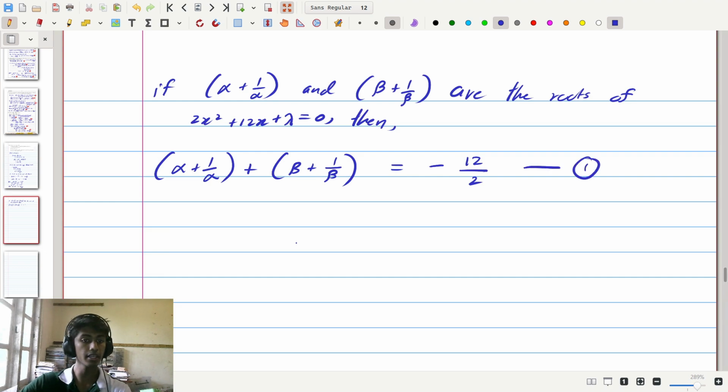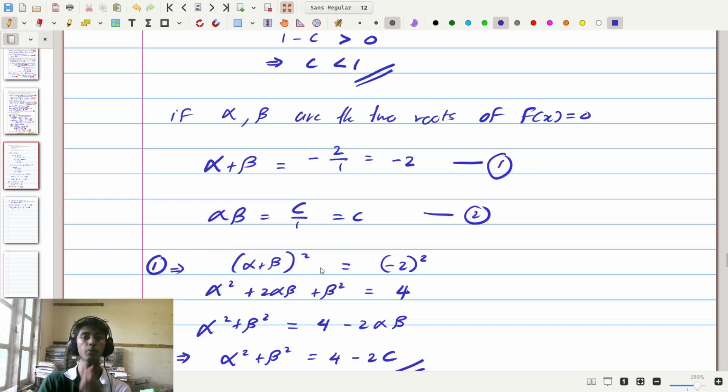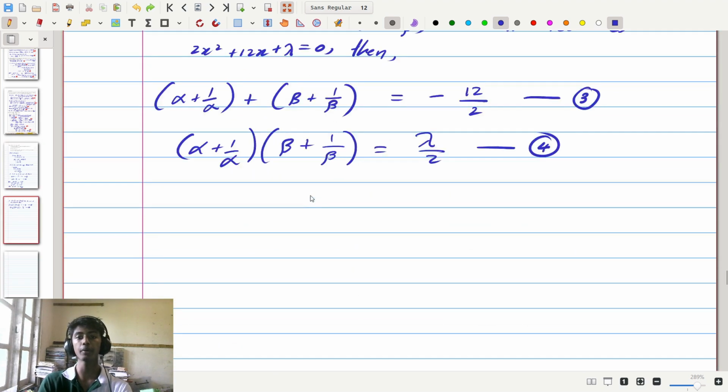And similarly, the product of the two roots, which is alpha plus 1 over alpha, times beta plus 1 over beta, is equal to c over a, which is lambda over 2. This is going to be equation 2. Actually, we should probably write this as equation number 3, and this as equation number 4, since we already used equation number 1 and 2 up here. So now we have equation number 3 and equation number 4.